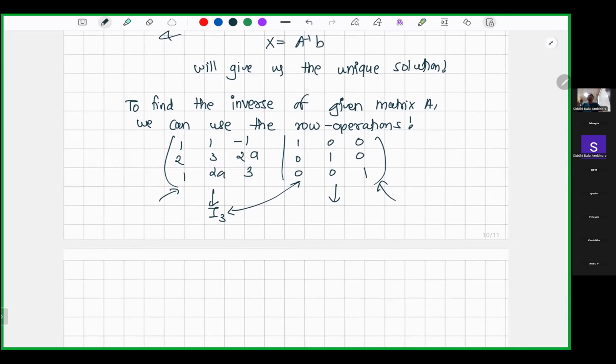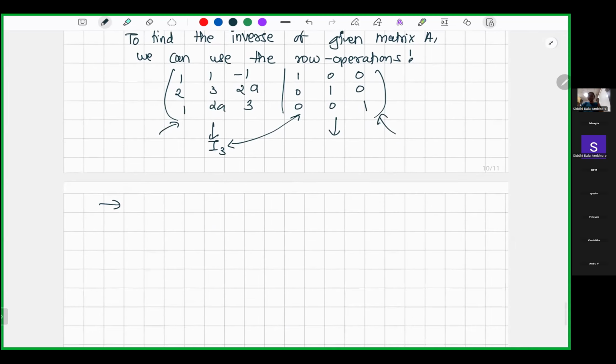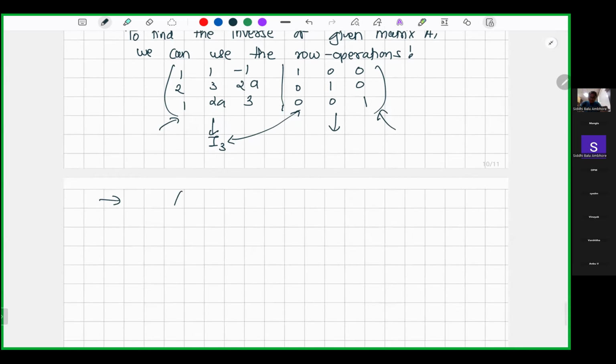I mean, you can solve it. Let me just do a couple of steps, because if we try to do the entire thing, it will take up too much time. We did not do any row operations so far, so let us do that.